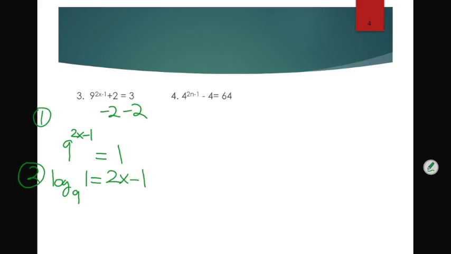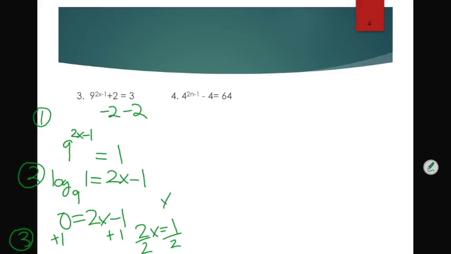Then when I rewrite, I'm going to have log of base 9 of 1 equals 2x minus 1. In my calculator, if I do log of base 9 of 1, either using change of base or the math button, you get 0. So log of base 9 of 1 is 0 equals 2x minus 1. Now onto the solving step. So third step, get x by itself, add 1, get 2x equals 1, divide by 2, get x equals 1/2.